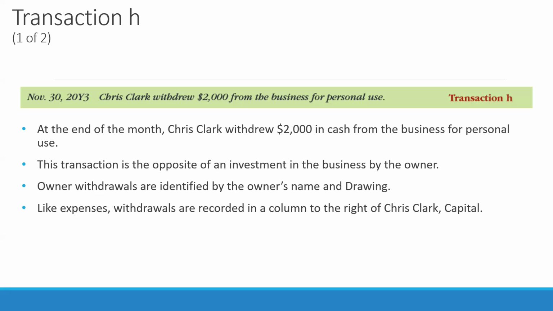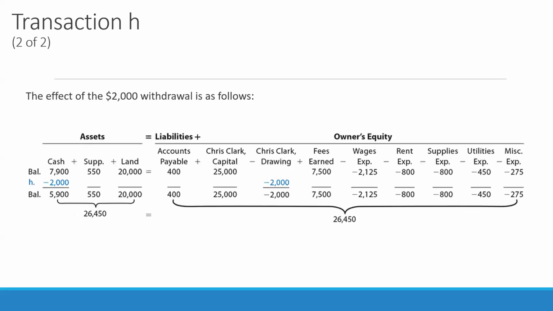So this is going to be a reduction in owner's equity because they're taking money out of the business. And then what's the other account that's going to be impacted by this? Exactly, cash. So we have cash decreasing by $2,000 and then drawing, which is a temporary equity account for the year, that's going to be reduced by $2,000.